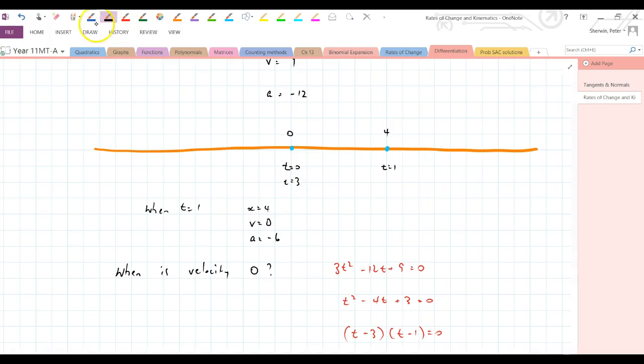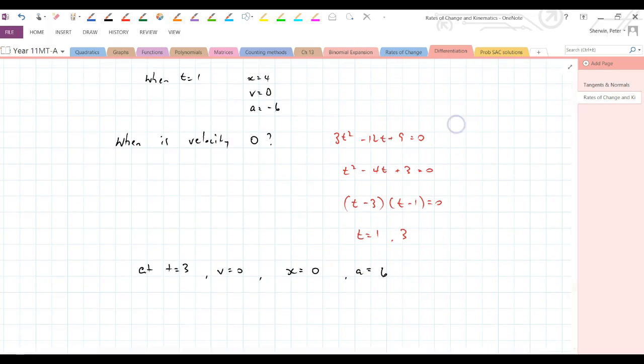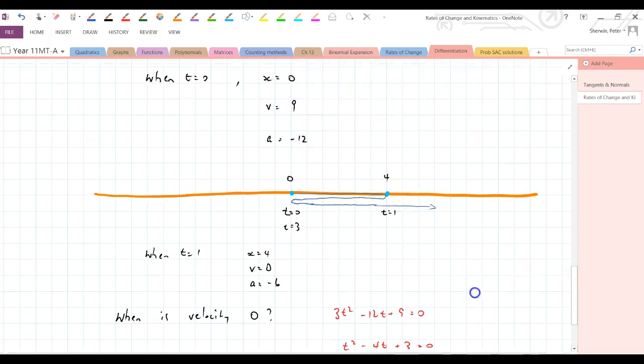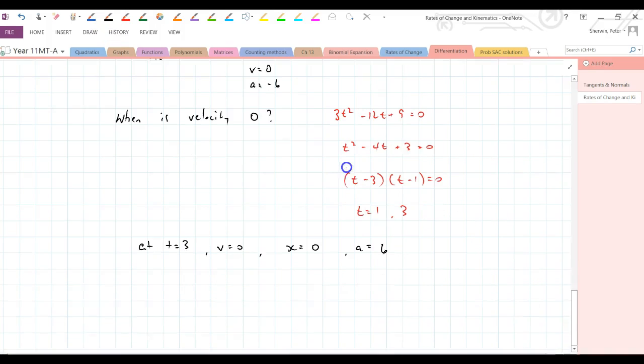So what it's done in that first few seconds is it's gone this way, turned around, it's come back here, and that's 3 seconds. And now velocity is 0 again, so because the acceleration is positive, it's going to turn around again and head off in this direction. And I would suggest that because velocity is never 0 again, it doesn't turn around, it goes on forever in that direction.